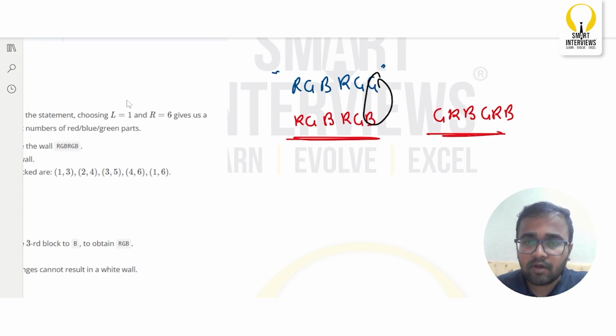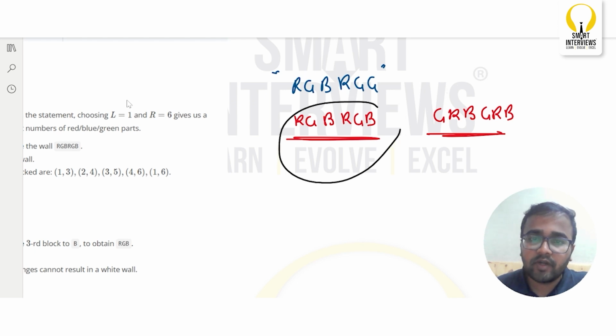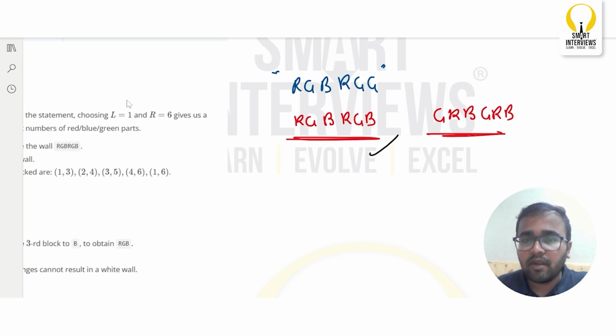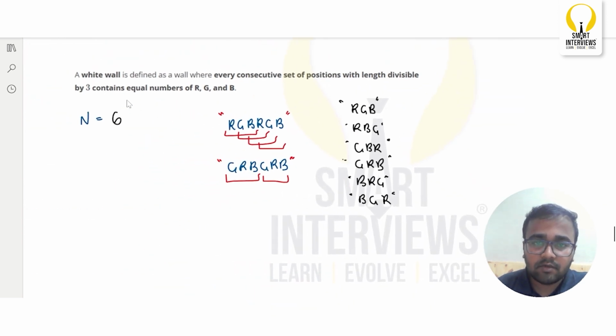Here we are only converting G to R in one operation, but there, R to G, then G to R, B to B same, then R to G, then G to R, G to B. So it is going to contain a lot of operations, 5 operations. So among these, which is minimum? This is going to give you the minimum. So that's why we have taken this and we found the minimum number of operations. So this is all about the logic.